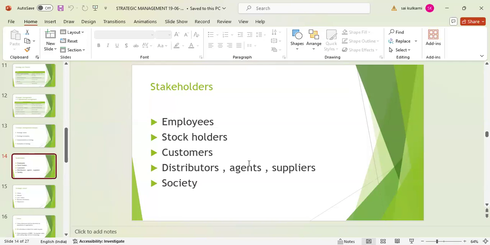And the customer is having interest in the business, like he wants to satisfy his needs by purchasing the products or services from that organization. Okay. Now, the fourth one: distributors, agents, suppliers. So these are the middlemen. We will discuss later the concept about commerce and trade.